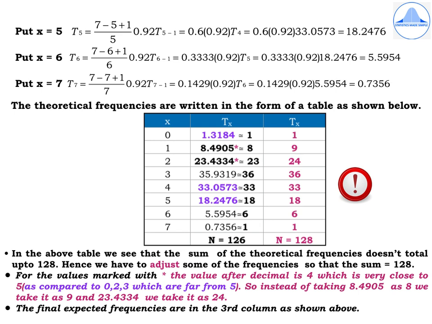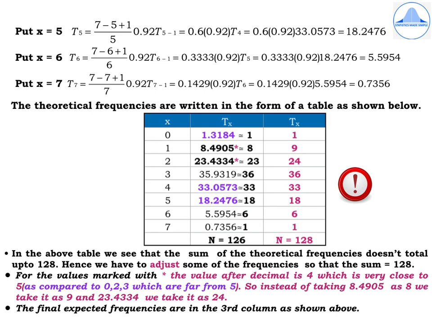Then similarly 33.0573, retain it as 33, 18.2476 as 18, 5.5954 I have increased it to 6 because if the value after the decimal is 5 or if it is a value greater than 5, only then we can increase it by 1. And the last Tx is 0.7356, which I have increased to 1. Now, if we add up all these theoretical frequencies, we get capital N equal to 126.